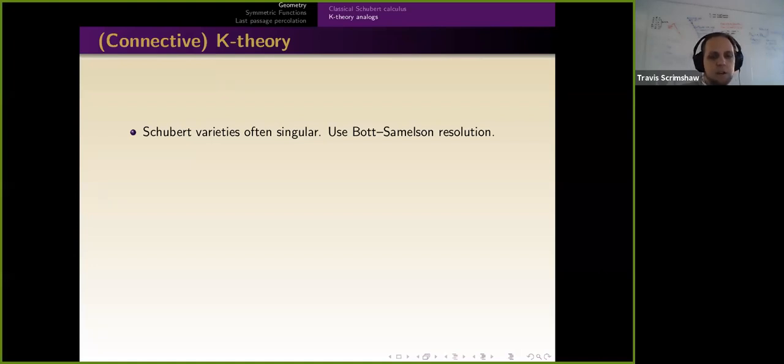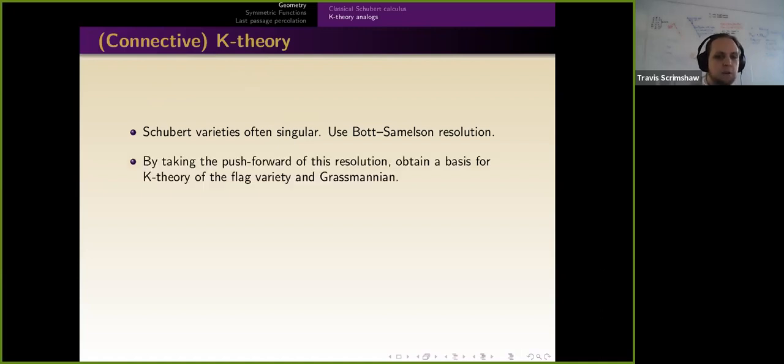And something that's very useful is looking at the singularities of the Schubert variety. So you can have pinches like this, or double points like this. These are types of singularities that can appear in the variety world. They're points where you fail to be a manifold, more or less. And there's a well-known resolution of these singularities called a Bott-Samuelson resolution.